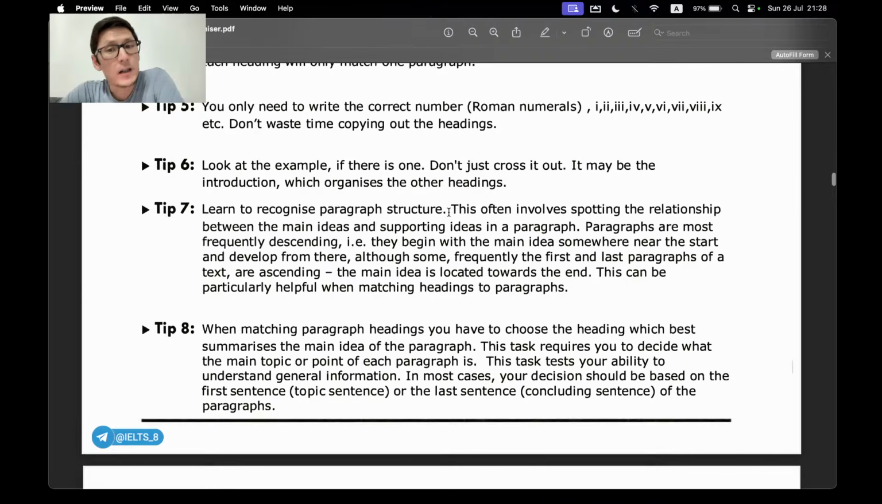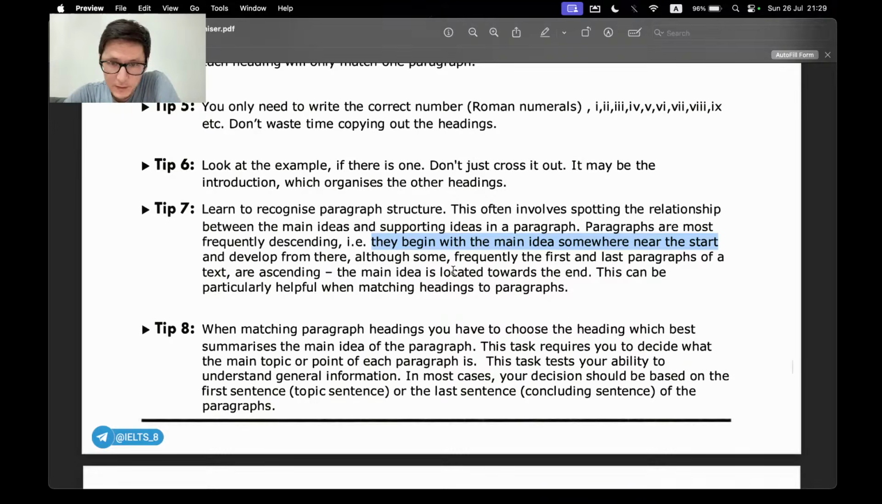This often involves spotting the relationship between the main ideas and supporting ideas. Paragraphs are most frequently descending. That is, they begin with the main idea. Descending means that at the beginning of the paragraph always goes the main idea of the whole paragraph. Then come additional ideas. Okay? The main idea is somewhere near the start and develops from there. So this is the approach. Just remember, at the beginning of the paragraph always goes the main idea of the paragraph.